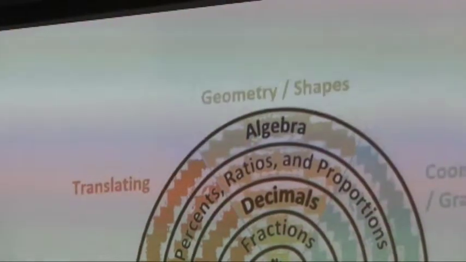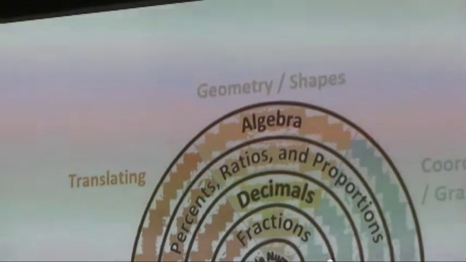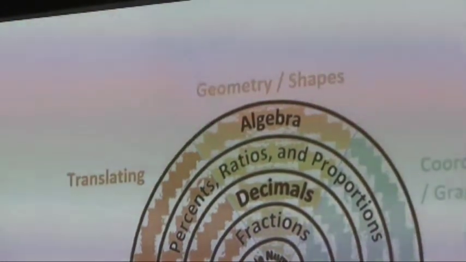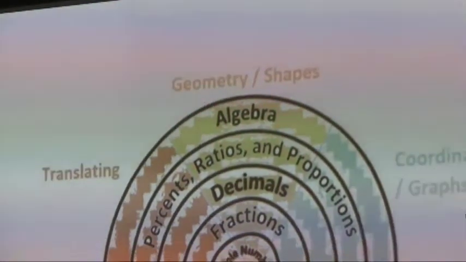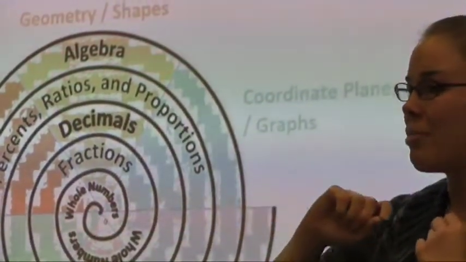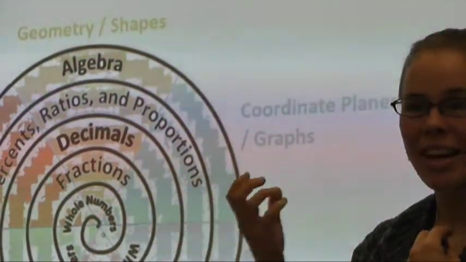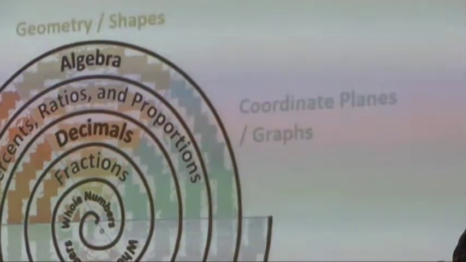Geometry and shapes. When a student learns how to multiply, a natural next step is to have them calculate the area of something, because it's the same skill. Coordinate planes and graphs. When a student is learning how to make a line graph or plot points on something, a natural next step is the coordinate plane.